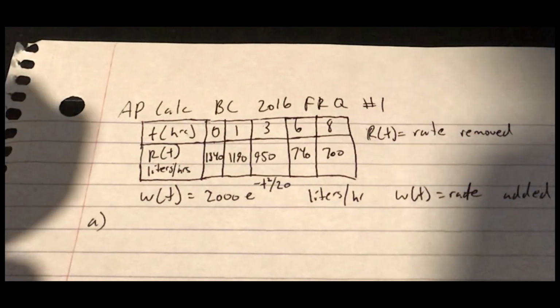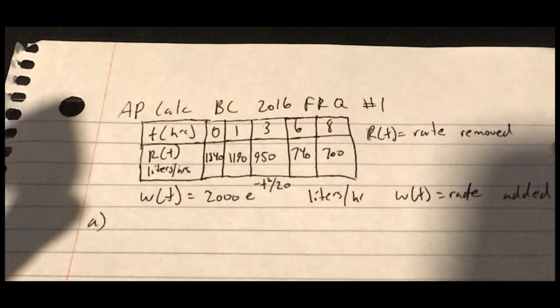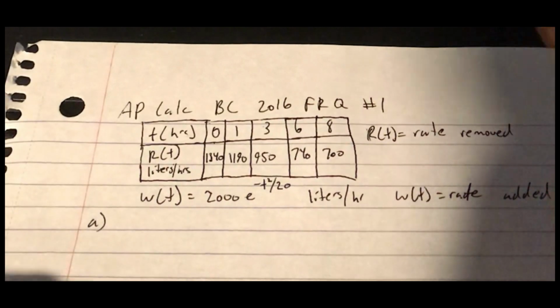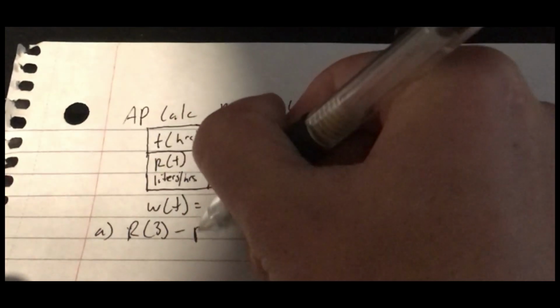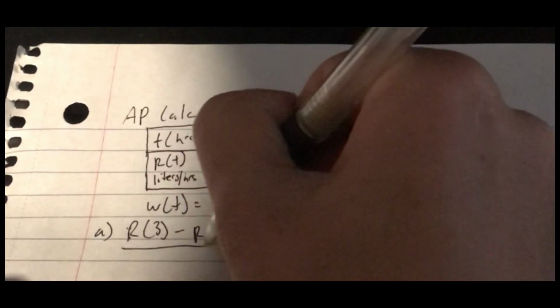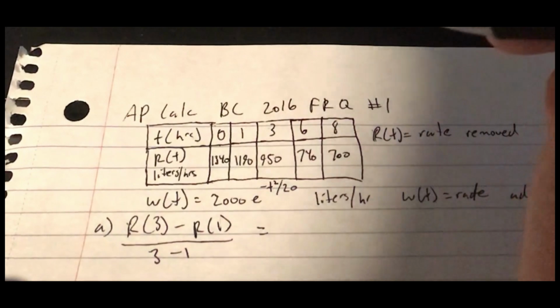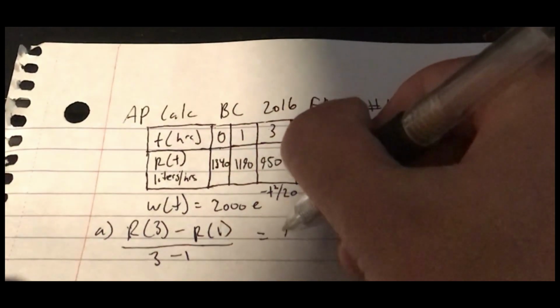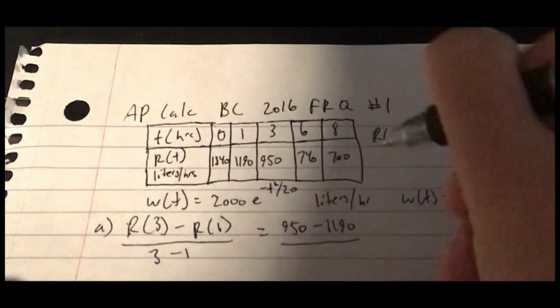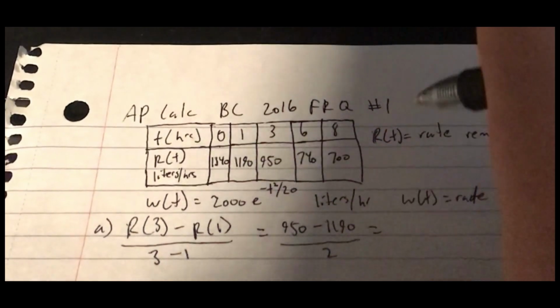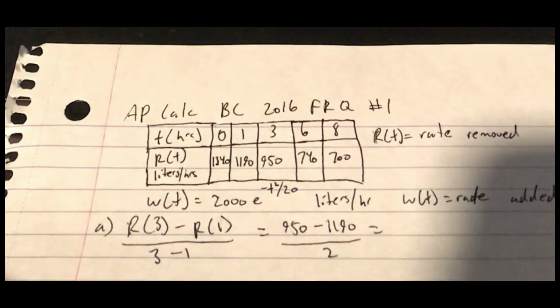So what I'm going to do is assign the slope, or the rate of change of the line, between times 1 and 3. So what does that look like? That looks like R of 3 minus R of 1, rise divided by run, over 3 minus 1, equals, what does that equal? 950 minus 1,190 divided by 2. And then you just use a calculator for that.